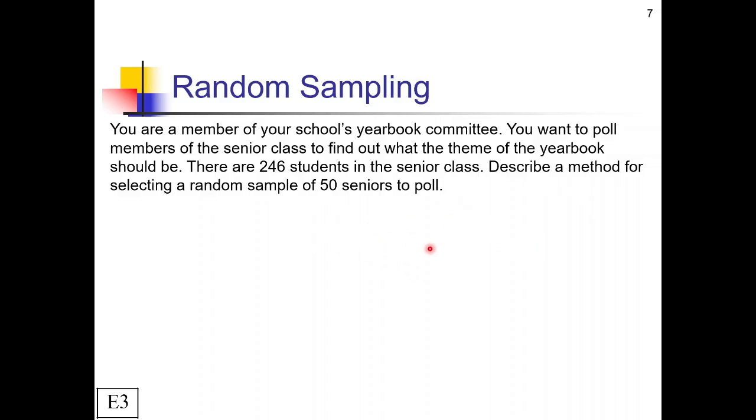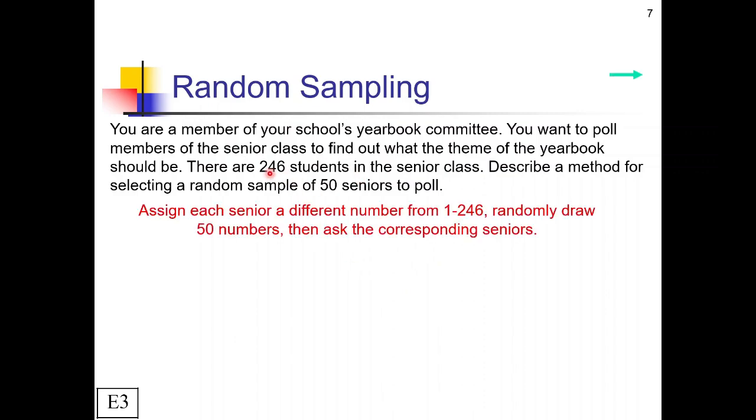All right, so there's lots of ways to do this. The key is that we have to make sure that each one of the 246 students has an equal chance of being chosen. So one way we could do this is assign each of those seniors a different number from 1 to 246, and then randomly draw 50 numbers, maybe using a random number generator, and then go ahead and ask those seniors.